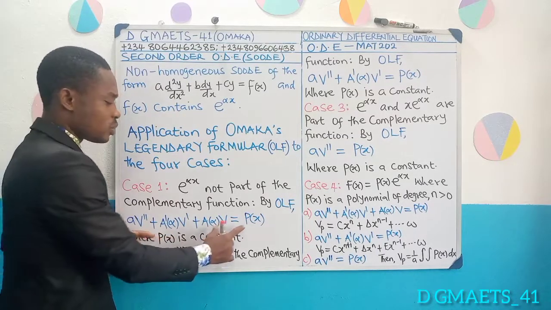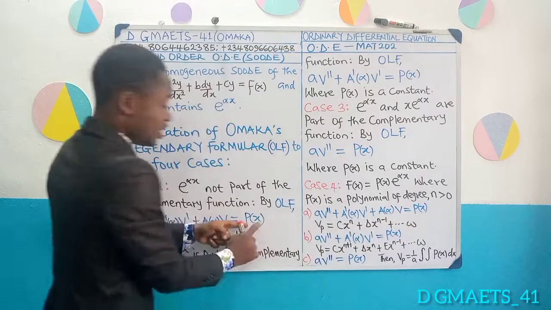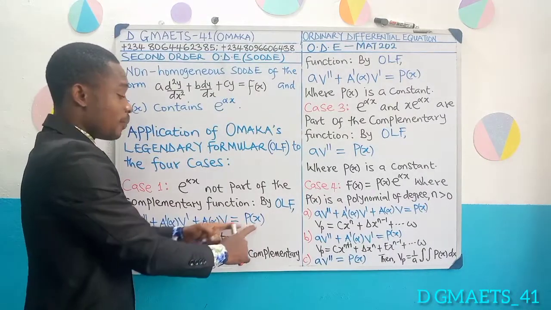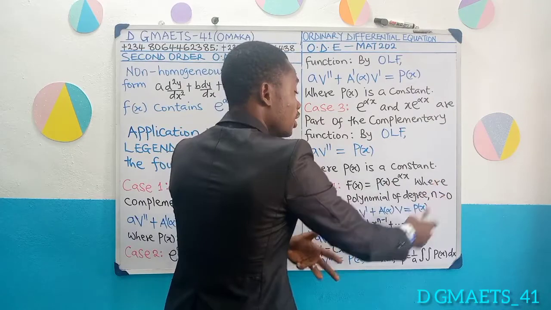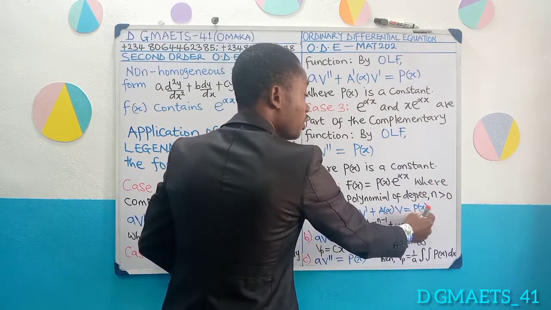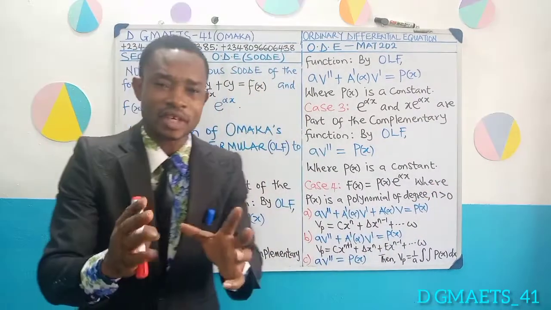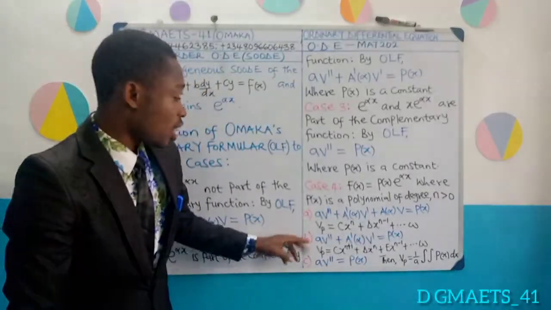Is that okay? The only difference between this and this is that in the first case, case 1, the P of x is a constant. But in this case, where P of x is a polynomial, then you notice that what we're going to put here is a polynomial as would be given from the question. We move on, looking at this.